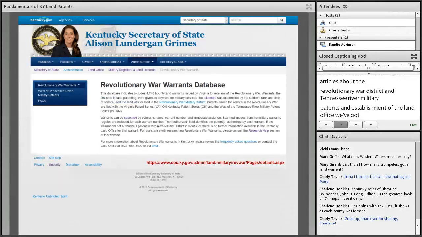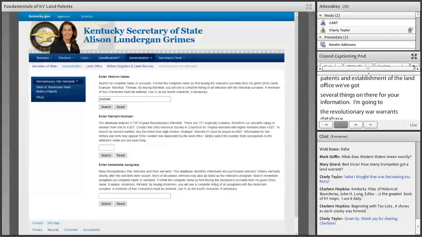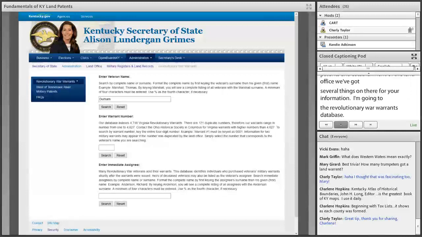But I'm going to go to the Revolutionary War Warrants Database. And again, there are embedded some more articles. But let's suppose that I haven't had access to Gilson's Old Kentucky entries and deeds, so I don't know a specific warrant number. I do have to know that the number's got to be less than 4,746. If it's higher than that, it's not going to be on the website. How do I know that? This paragraph right here. We have 4,746 warrants indexed.